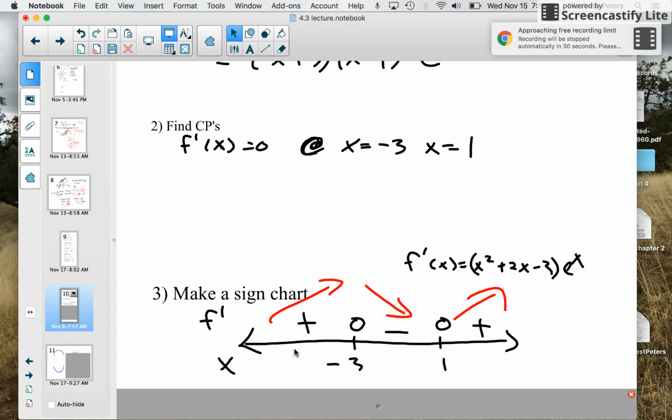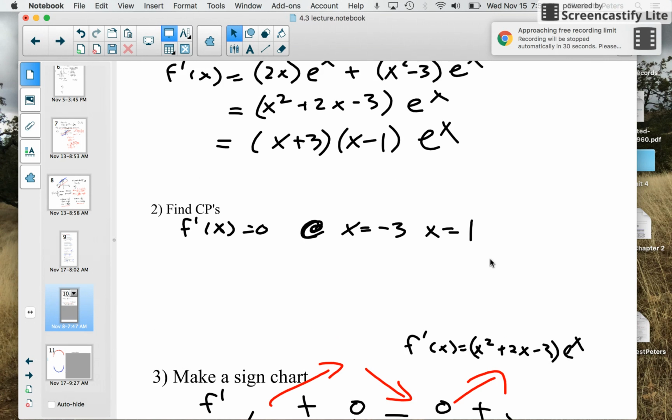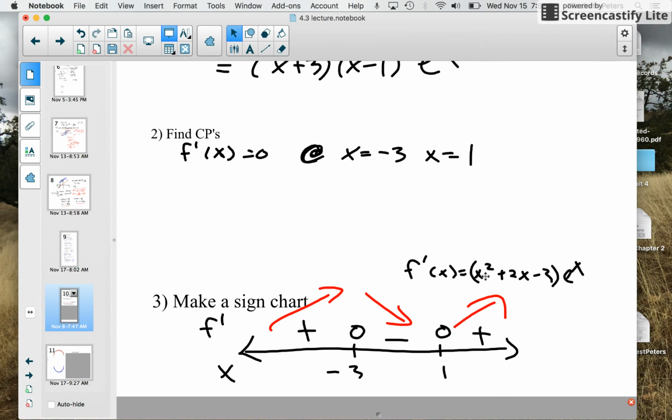So this graph is going to be positive in this section. Same thing in this section right here. It's going to be positive when x is a really big number. And I'm going to stop here.